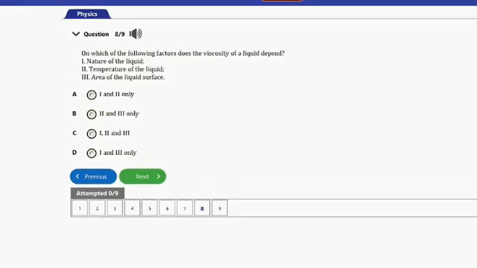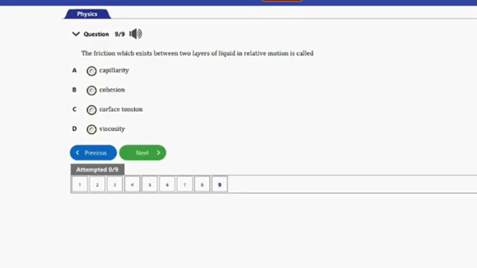The next question we have here is question number 8. It says, on which of the following factors does the viscosity of a liquid depend? We have I, nature of the liquid, II, temperature of the liquid, III, area of the liquid surface. So the answer to this question is I and II, and that corresponds to option A. Let's consider the next question.